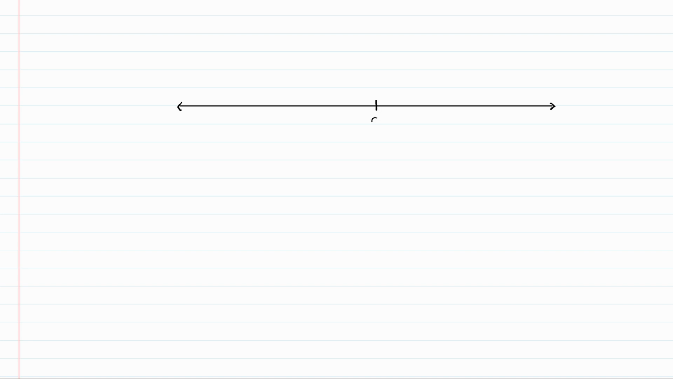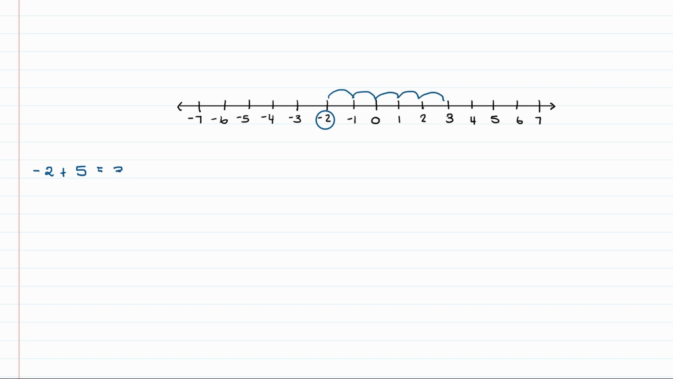Let's recap what we know by taking a look at the following number line. In the past, we would calculate negative 2 plus 5 by first finding negative 2 on our number line. Since we are adding 5, we are moving 5 spaces to the right, which takes us to positive 3. If we had 5 minus 2, we would start at positive 5, and since we are subtracting, we would move 2 spaces to the left. This also takes us to an answer of positive 3.